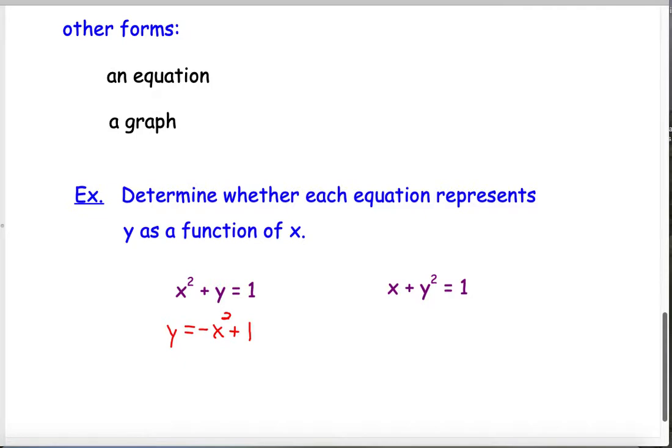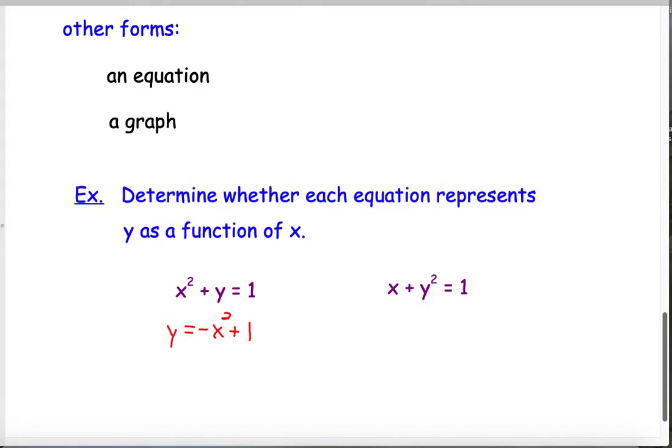Now you're familiar from previous work that this is a parabola opening downward, shifted up 1. And you probably remember something about a vertical line test. If you look at a graph and any vertical line drawn only hits the graph at most one point, then your graph represents a function. Another way to think about it, instead of visually like that, is look at this and say, okay, if I pick a number for x and I plug it in, do I get one unique answer for y?